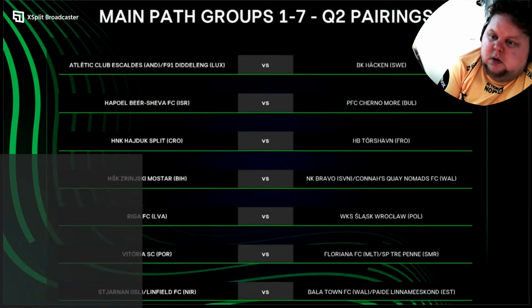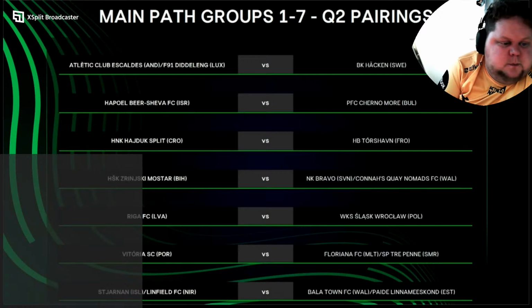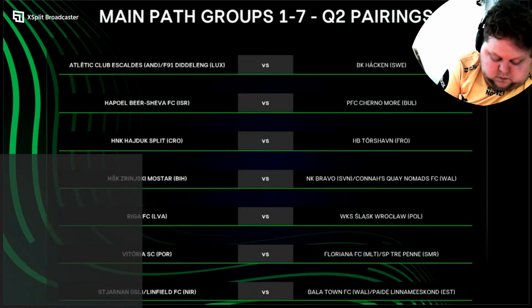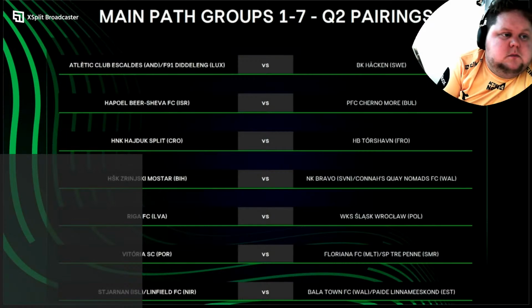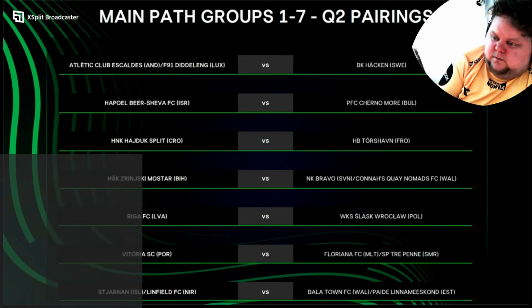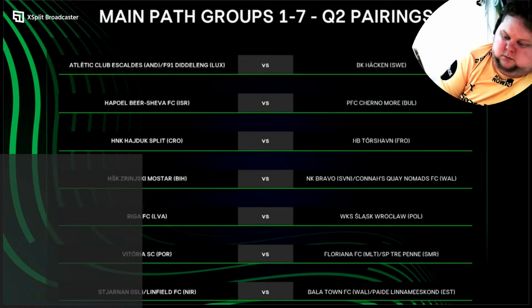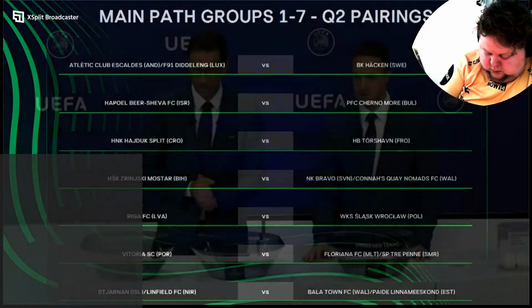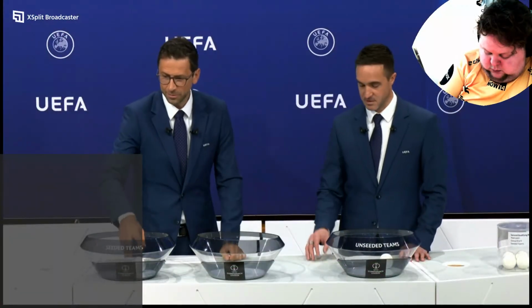HSK Zrinski Mostar from Bosnia-Herzegovina will play against NK Bravo from Slovenia or Konarski Nomads FC from Wales. Riga FC from Latvia will play WKS Slask Roklo from Poland. Vitoria SC of Portugal will play Floriana FC from Malta or SP Trepani from San Marino. And Stjarnan of Iceland or Linfield FC from Northern Ireland will play Balatown FC of Wales or Paide Dynamiskond from Estonia to complete those pairings. Good. The last one. Yes.